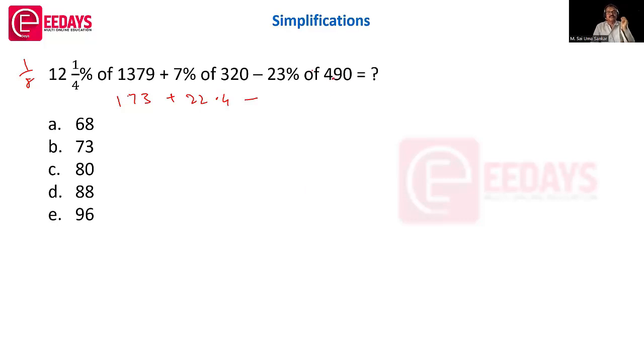So that equal to 23% of 4.9, let us take 5. So this is equal to 5 into 1, approximately 115. This is equal to 173.22, 195. 195 minus 100, 95. Approximate value 96 is the answer.